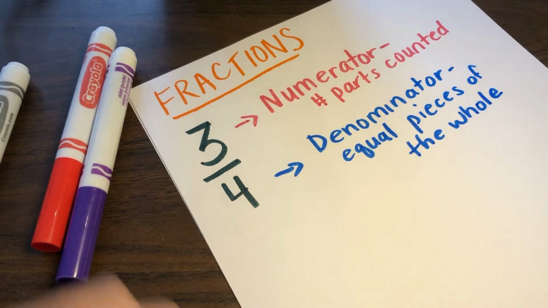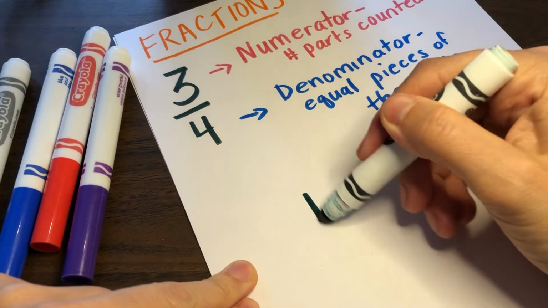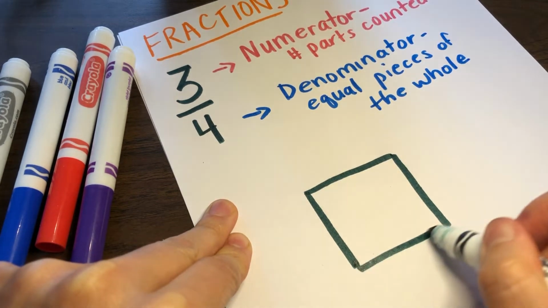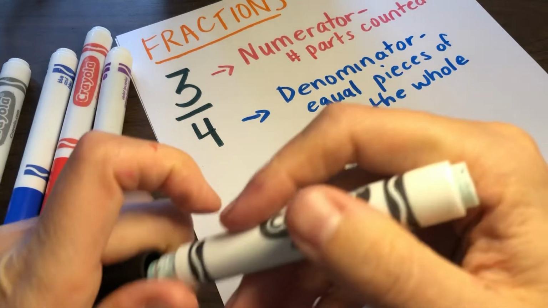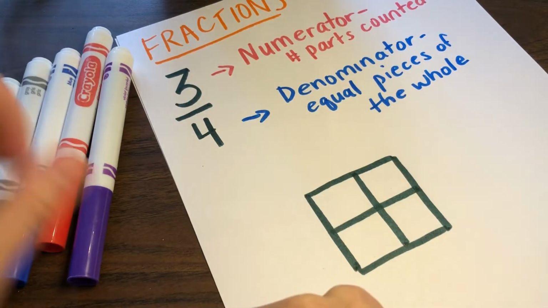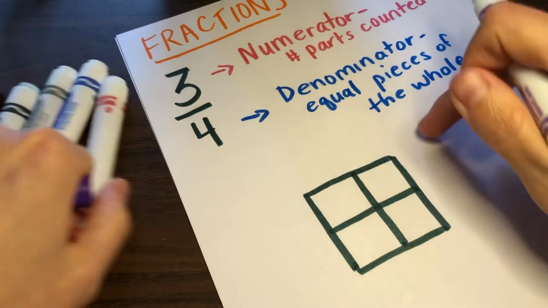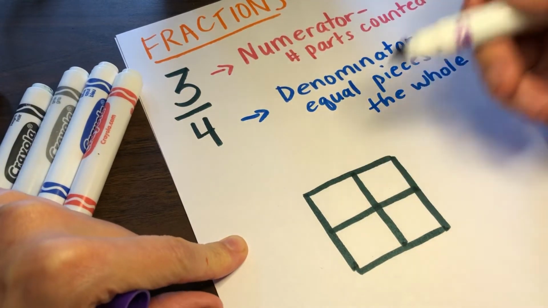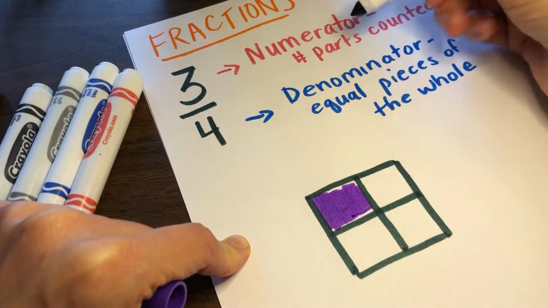Okay, so let me show you this with a picture. So let's just say, I'll just use my black here, I'm going to make a square. Okay, here is my square. I'm going to break it up into 4. Okay, and I will color in 3 parts of it, to represent this fraction that I used. So I have 4 equal pieces of the whole, 1, 2, 3, 4, that's where I got that 4. And then the 3 comes from shading in 3 of those parts, the parts counted.